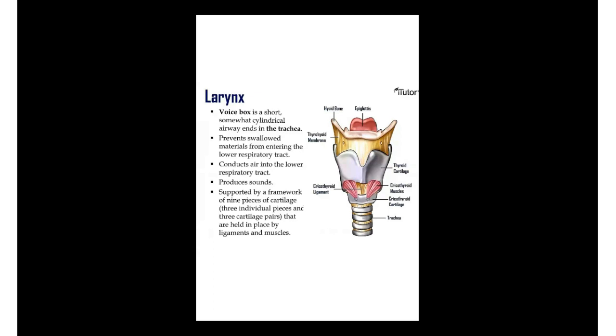So whenever we are eating, this lid comes and covers your windpipe. The epiglottis is mainly a covering or lid-like structure which covers the windpipe whenever we are swallowing or eating anything, in order to prevent any entry of food material into your windpipe or respiratory tract.